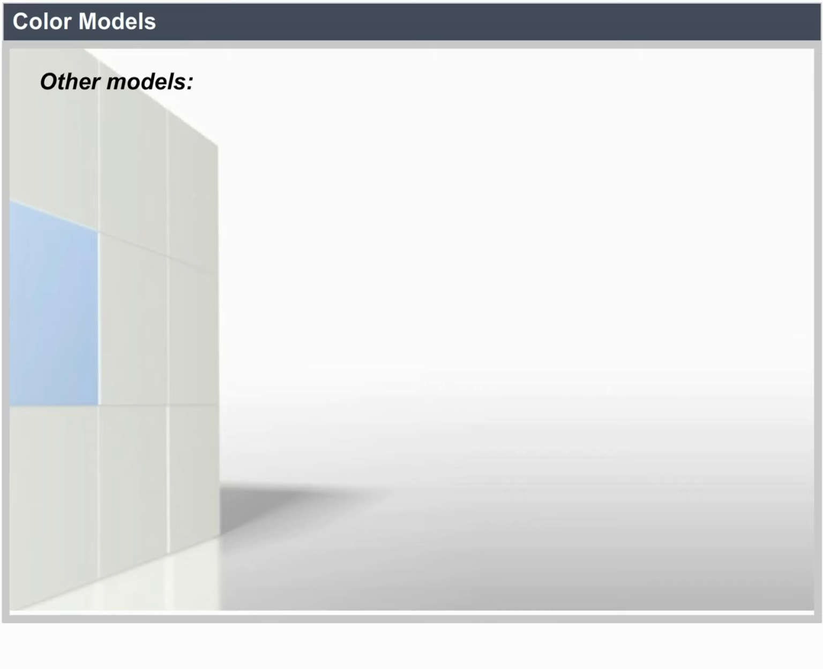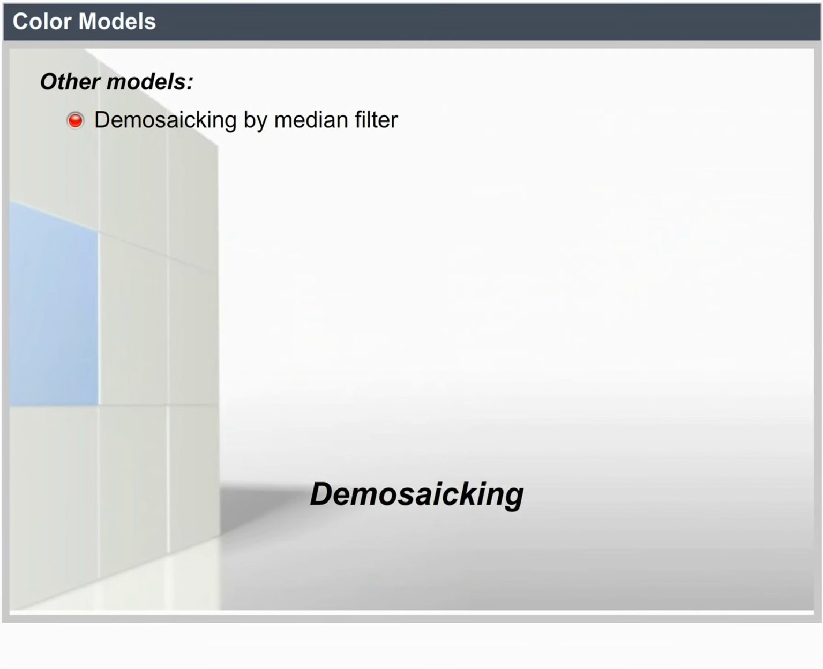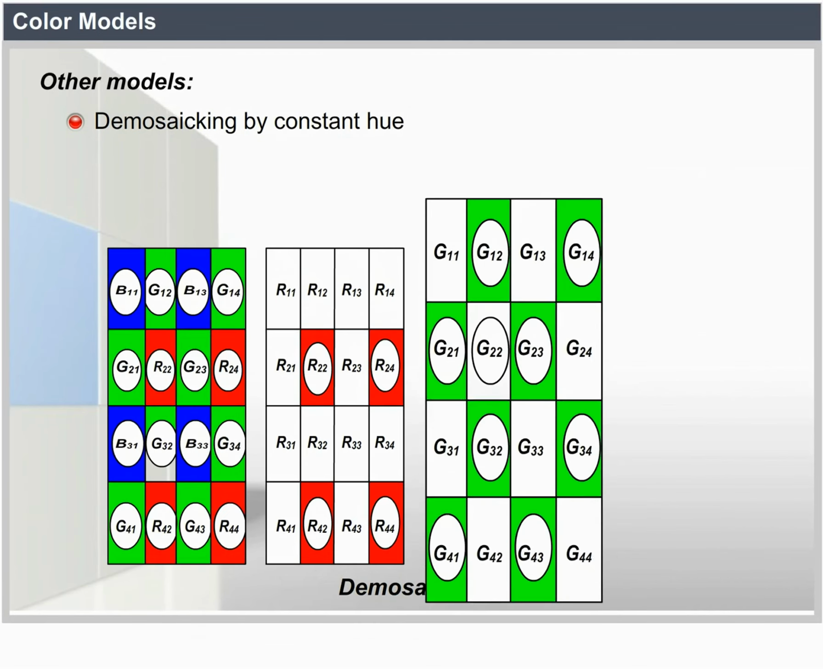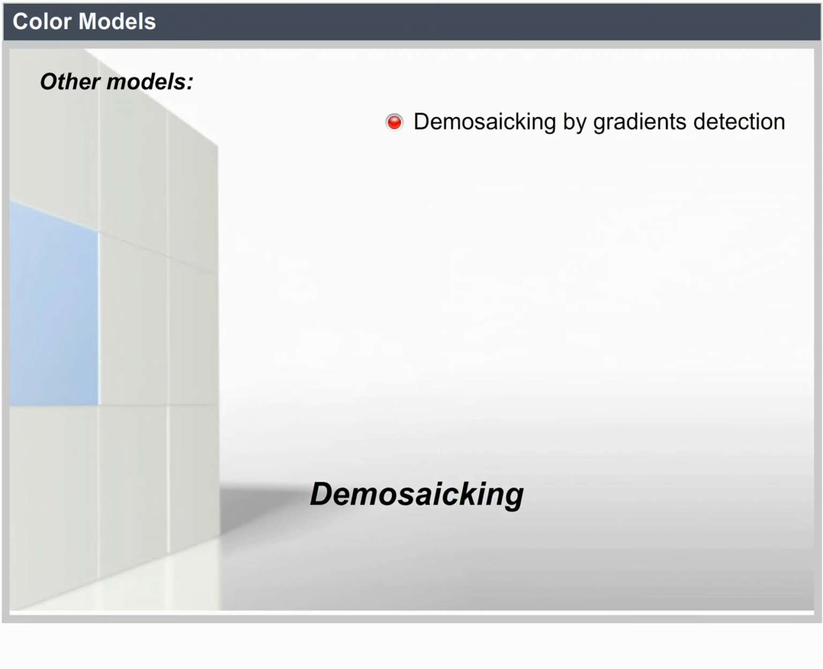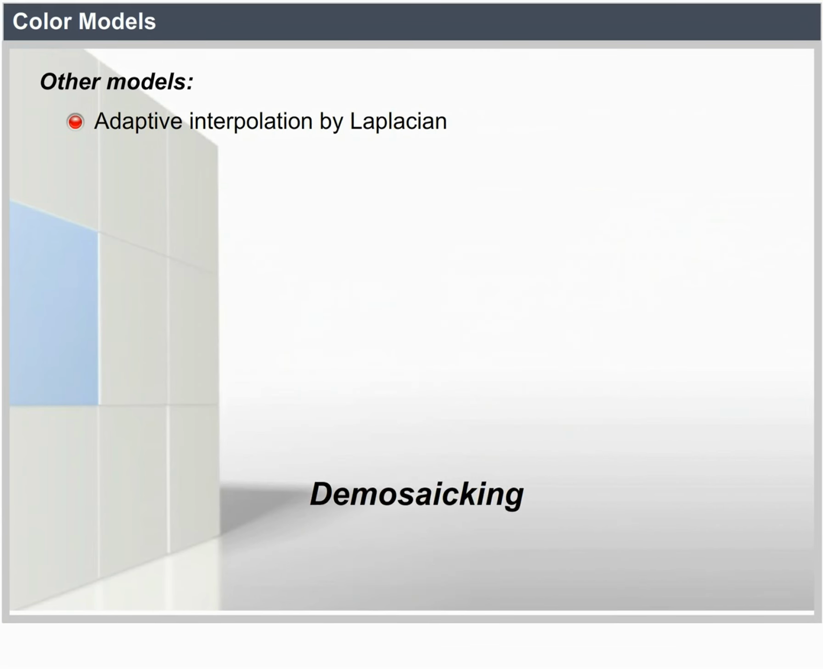The other models: nearest neighbor method, demosaicing by median filter, demosaicing by constant hue, demosaicing by gradients detection, adaptive interpolation by Laplacian.